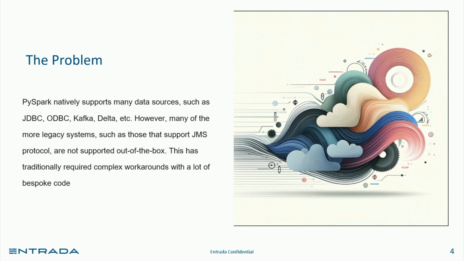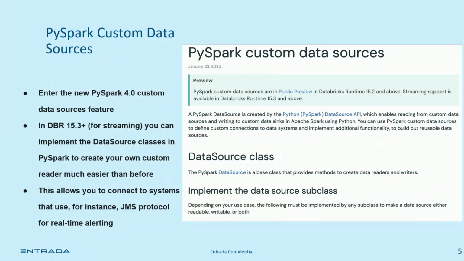So with this API that launched with 4.0, it's a whole lot easier. It's available in DBR 15.3 plus for the stream reader, and 15.2 for the stream writer. Spark now provides you with some interfaces that you can import into your code, and then you can override some of the built-in methods of those interfaces with your own code and create your own custom reader.